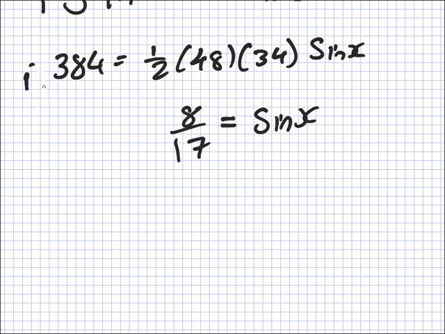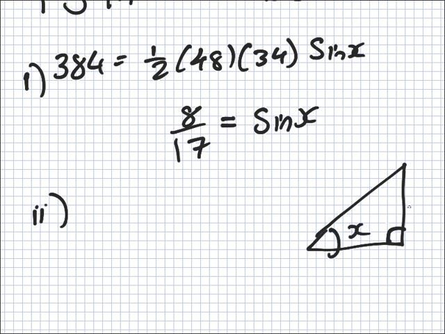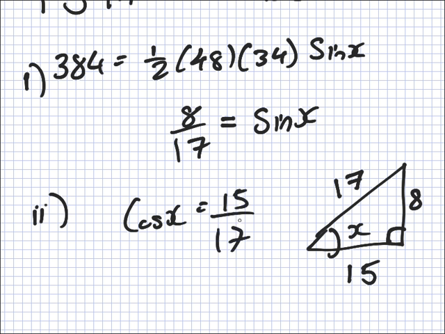Part 2. What's the cos x? If we want the cos x, the best thing to do is to draw a triangle representing the sine x. Sine is opposite over hypotenuse. Does Pythagoras say this is 15? Yeah. So what's cos x? 15 over 17.